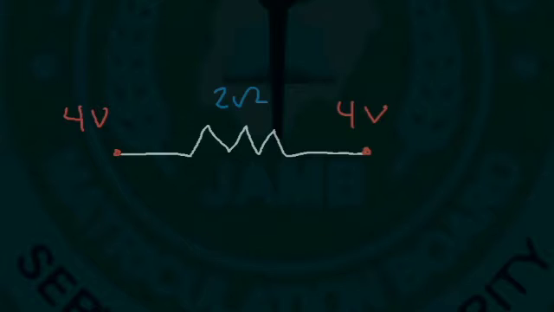Now you might be thinking V equals IR. Now the current is not 2 amps. You shouldn't plug in 4 into the voltage. What this equation really means is that the change in voltage is equal to the current times the resistance.